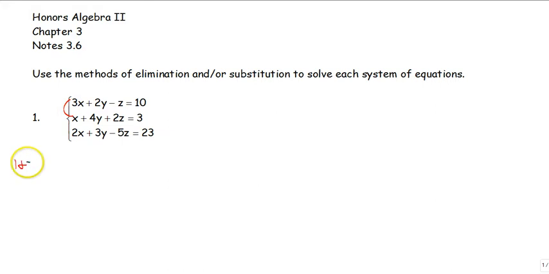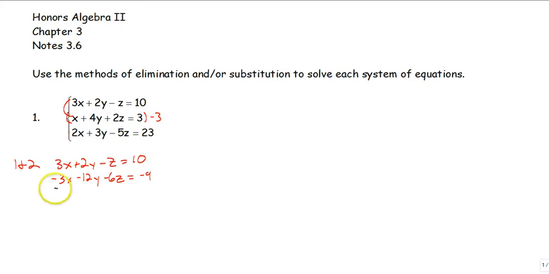So for 1 and 2, I have 3x plus 2y minus z equals 10. And I'm going to choose to get rid of the x's just because. That's what I'm going to choose to do. So in order to do that, I multiply the second one by negative 3, and I will get negative 3x minus 12y minus 6z equals negative 9. Do not forget to multiply that in either.